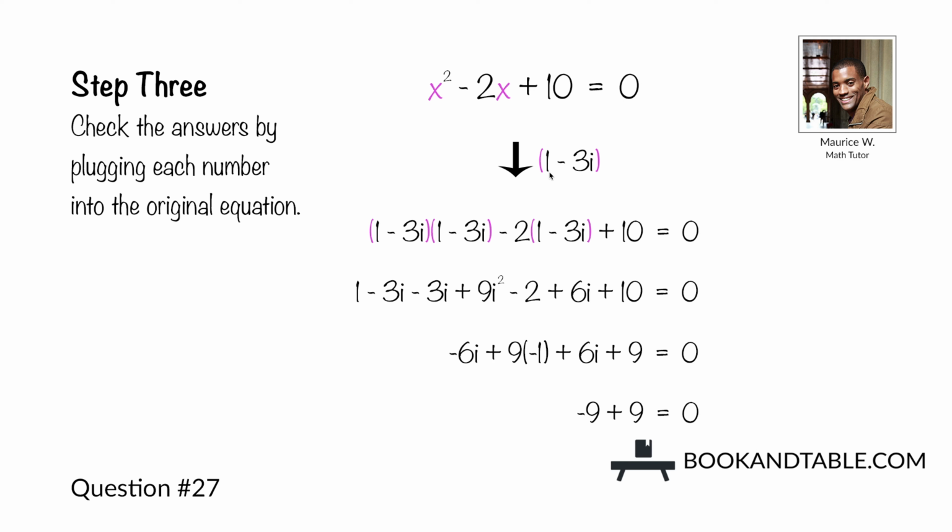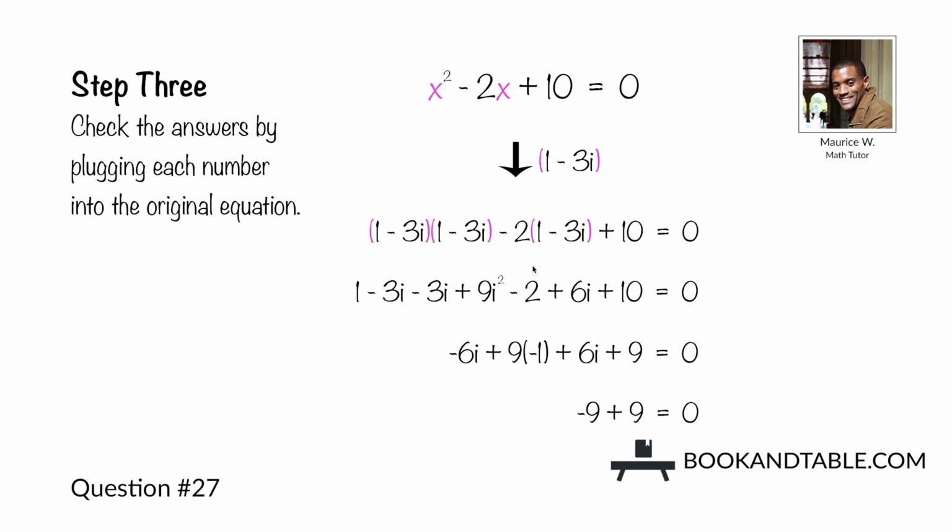We'll start by plugging in the smaller value first, 1 minus 3i, and we'll plug it in for x here and here, giving us (1 minus 3i) times (1 minus 3i) minus 2 times (1 minus 3i) plus 10 is equal to 0. We'll use the FOIL method to expand our x squared. 1 times 1 is equal to 1. 1 times negative 3i is negative 3i. Negative 3i times 1 is negative 3i. And negative 3i times negative 3i is positive 9i squared.